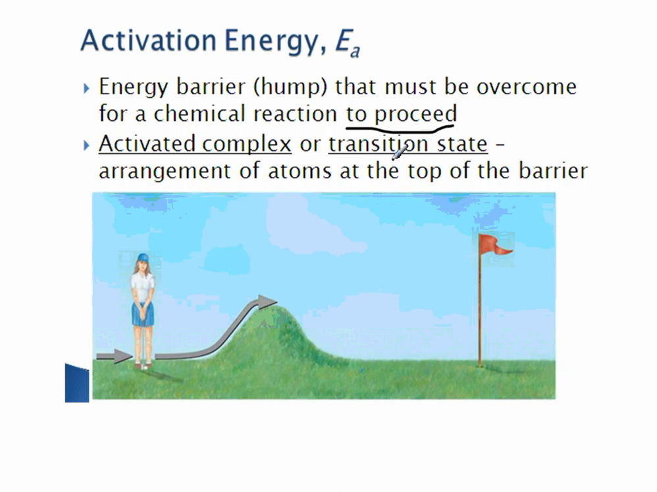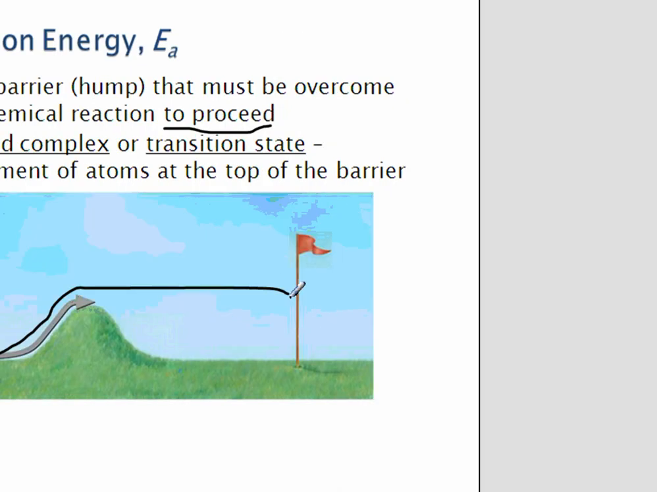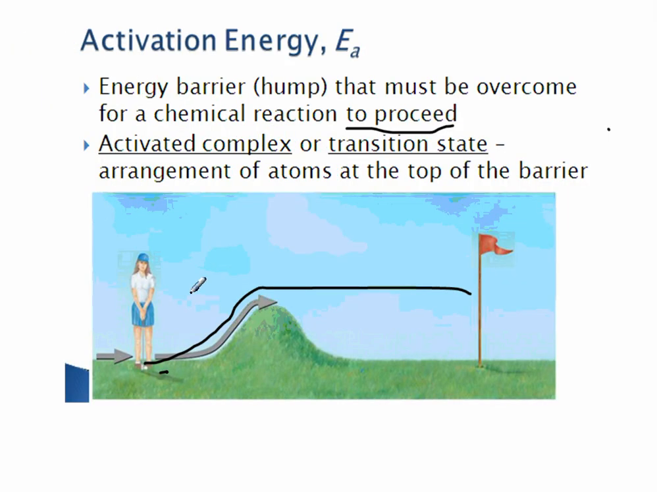It's kind of like if you were playing golf and you were putting, right? You have to hit the ball hard enough to go up over the hill. Otherwise, it won't make it all the way over. It wouldn't make it all the way over here. So that's what activation energy is. The activated complex or the transition state is at the top. So the activated complex is when you're up here.